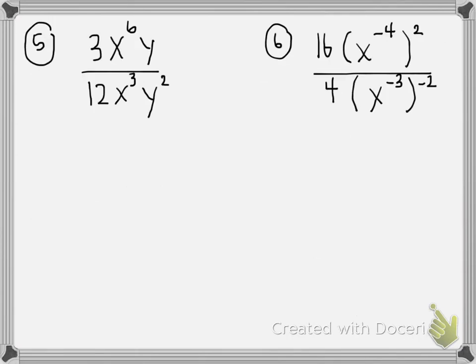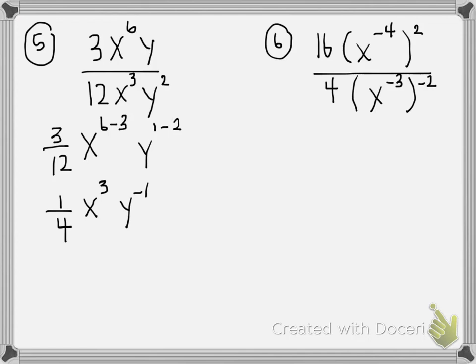Okay, let's do some more. So here I've got 3x to the 6th y over 12x cubed y squared. So I would simplify the fraction, so 3 over 12, and this will be x to the 6th minus a 3, and then y to the 1st minus a 2. So the fraction 3 over 12 will reduce to a 1/4. This will be x to the 3rd, y to the negative 1st power. Remember, we don't like negative exponents, so we're going to move that negative to the bottom. So this is going to now be an x cubed over 4, because that 4 still stays there. And we're going to move the y to the denominator.